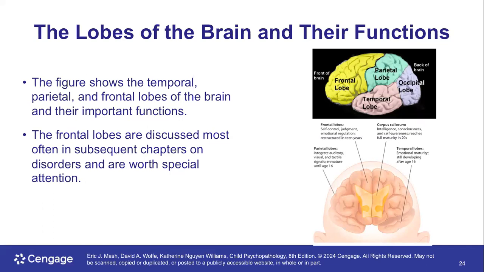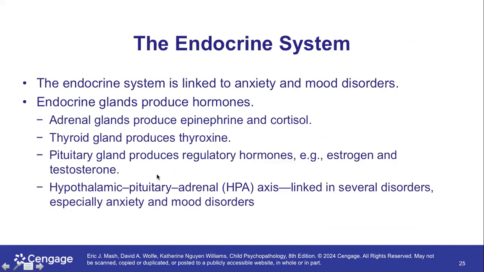On the bottom, you start to see some really cool things about the various lobes and roughly when they mature, because it's not an exact science. The only thing that I did not talk about in the bottom picture on the right is the corpus callosum. The corpus callosum is a band of fiber tracts that connect the two hemispheres. It's linked to intelligence, self-awareness, and consciousness, and it usually matures in the early 20s. So that's your lobes and hemispheres.